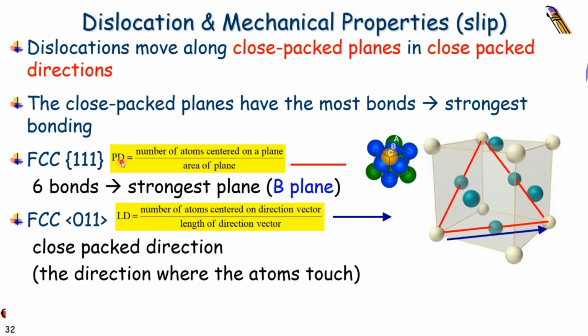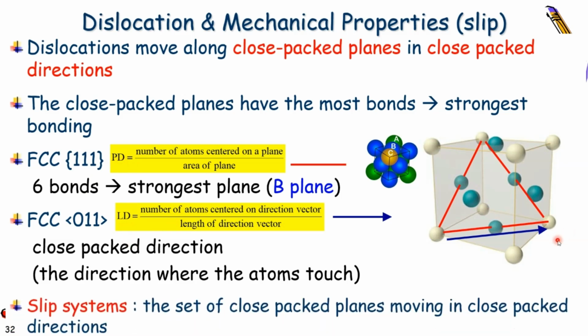PD stands for planar density. LD stands for linear density. And this is what we call slip systems. For mechanical engineering, this is very important. A slip system is a set of close-packed planes and close-packed directions. This is the way you move metals. When you want to move the metal, the slip needs to be on the close-packed plane and in the close-packed direction. For example, look at my hand.